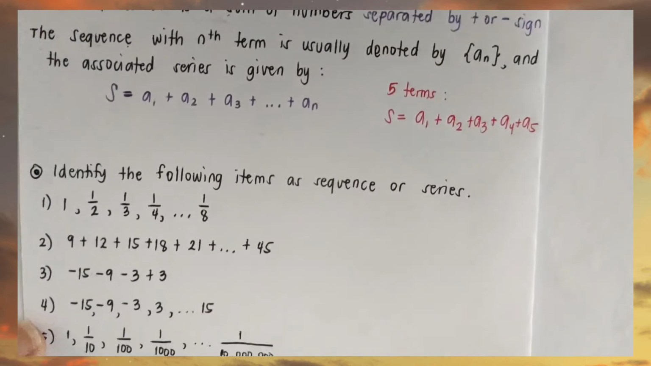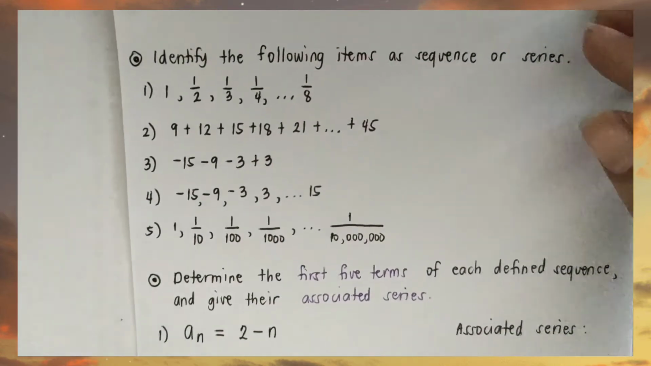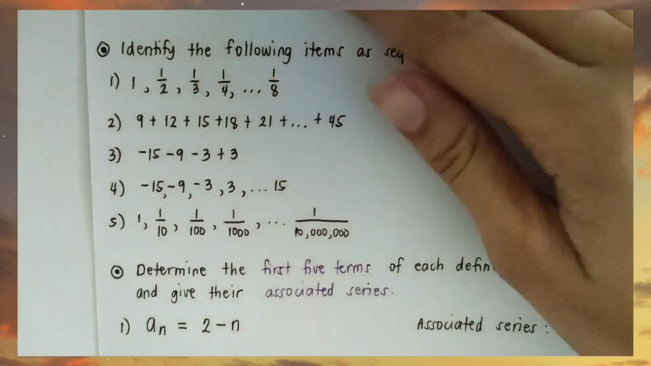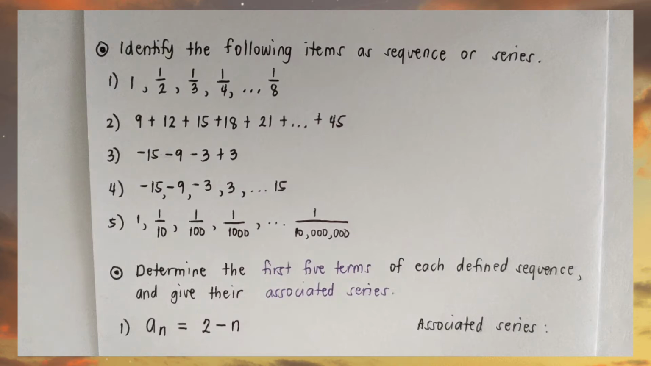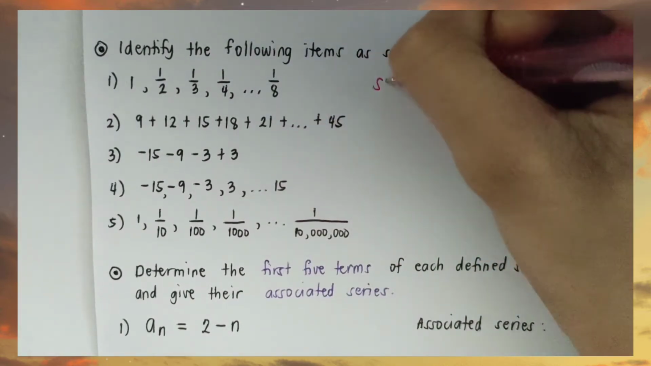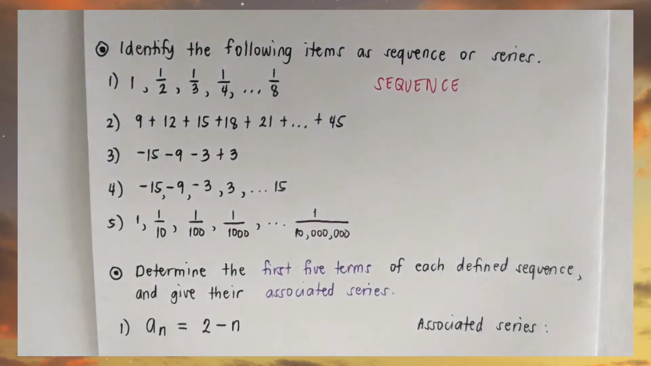Next, let us identify the following items as sequence or series based on the definition a while back. Number 1, is it a sequence or a series? 1, 1/2, 1/3, 1/4 up to 1/8. Very good. Number 1 is an example of a sequence because it is separated by commas.